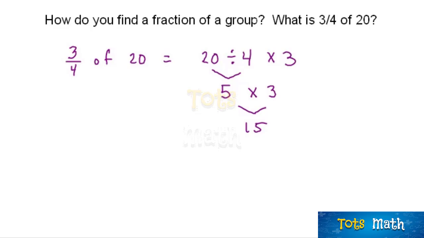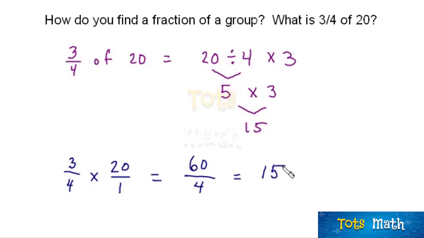Another way to write this problem is to change the word of to a multiplication symbol. 3/4 of 20 really means 3/4 times 20. And we can write 20 over 1. So now it becomes a fraction multiplication problem. And we multiply the numerators, so 3 times 20 equals 60. And multiply the denominators, 4 times 1 equals 4. And this can be simplified to 15.